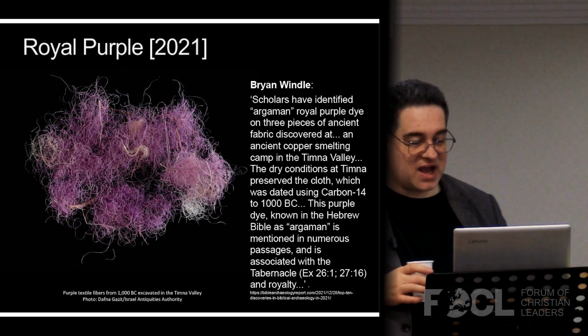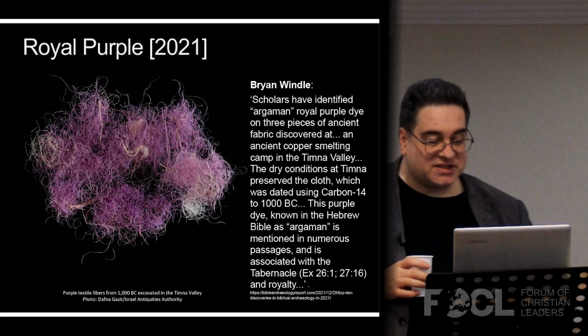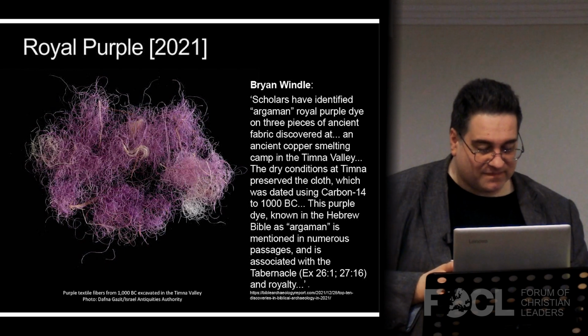This purple dye, known in the Hebrew Bible as Argaman, is mentioned in numerous passages and is associated with the tabernacle as well, and royalty. And so if you ever wondered what colour was royal purple and what Solomon in his finery probably looked like, there you go. Isn't that astonishing? From 3,000 years ago, that we can look at that. That's the colour.